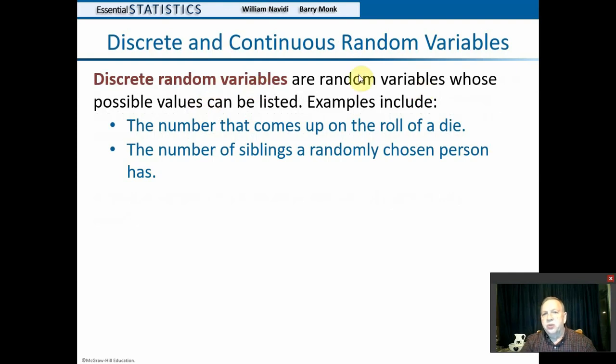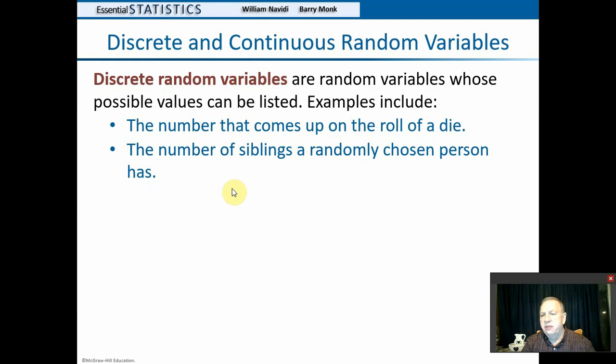Discrete random variables are random variables whose possible values can be listed. So the outcomes are finite, we can list them, and then they have some probability associated with them. There are two types, discrete and continuous random variables. Discrete are numbers that you can count: 1, 2, 3, 4, 5, 6, 1, 1.5, 2, 2.5. So they take on discrete values.